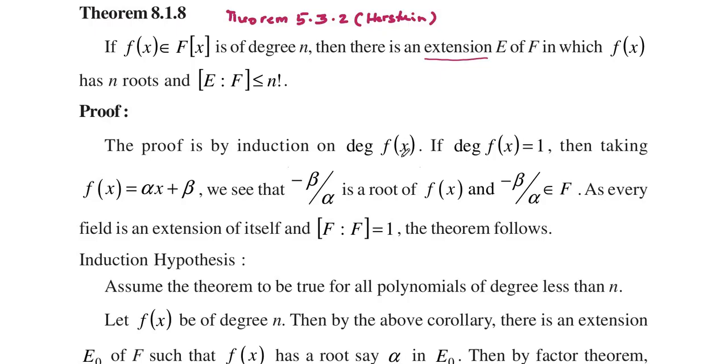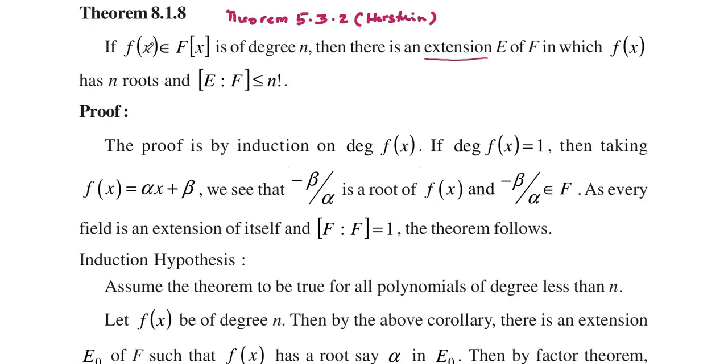Now the proof is by induction on the degree of f(x). If the degree of f(x) is 1, then f(x) should be a linear expression like this. Then obviously minus beta by alpha is the root of this, and this is a member of F, very obvious. Alpha and beta are in F, and F is a field, so it should be a member of F. Now, as every field is an extension of itself, the degree of F over F is 1, and the theorem follows.